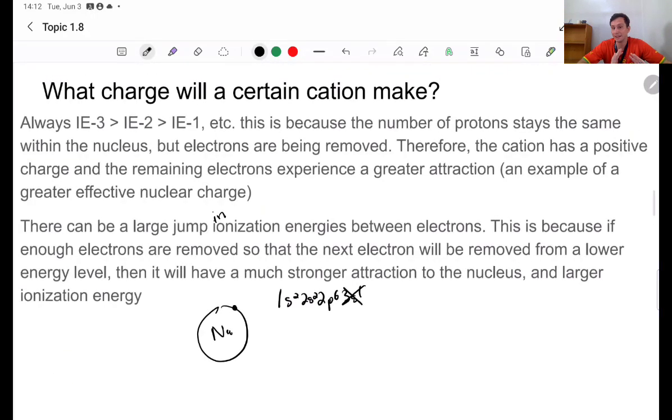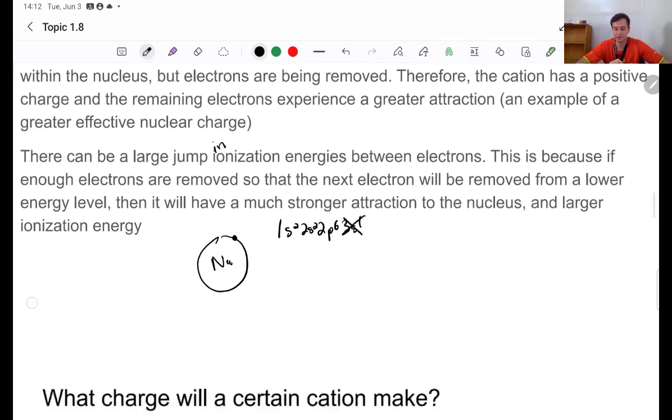Okay? So it's not that it loses that electron and now has a full shell and it feels stable or happy or something. You need to explain that IE2 is going to be really high ionization energy because the next electron to be removed would be closer to the nucleus. And so the attraction goes way up.